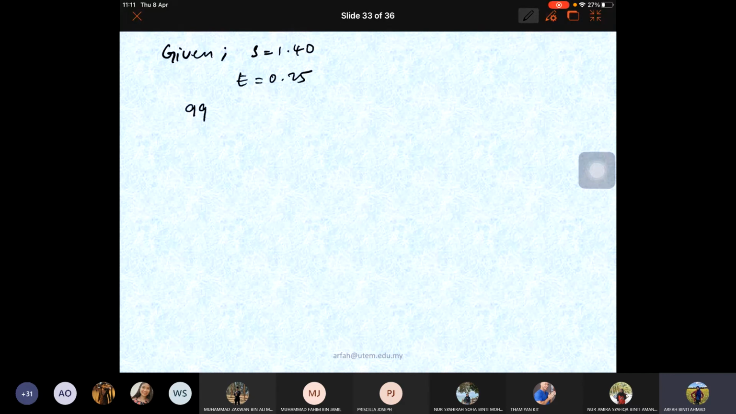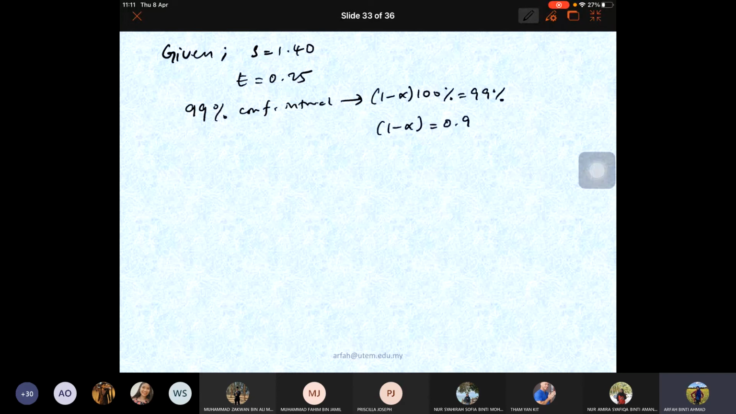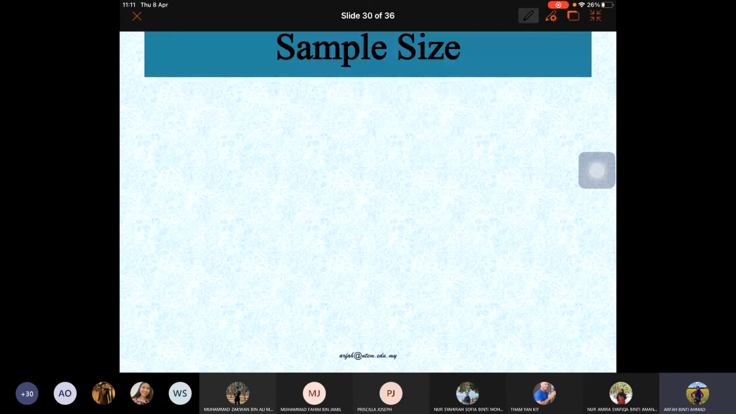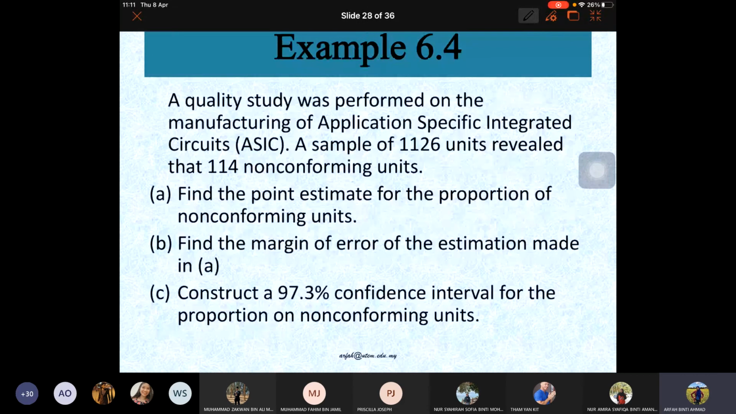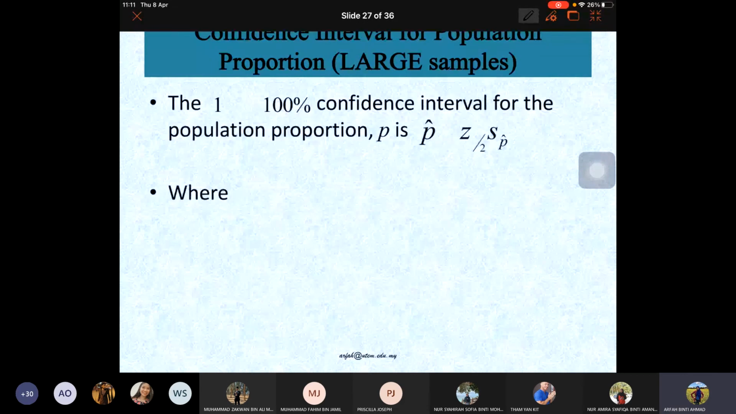Okay, confidence interval. That is from here awak dapat 1 minus alpha 100% sama dengan 99%. Okay. 1 minus alpha sama dengan 0.99. So alpha is 0.01. So sample size, kita menggunakan this formula.